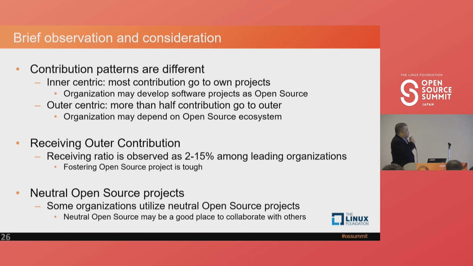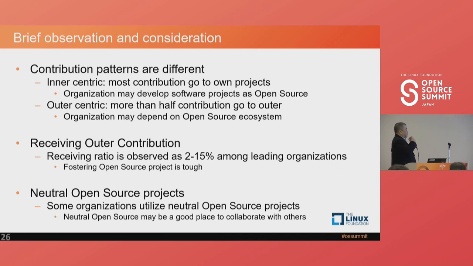And receiving outer contribution, the receiving rate is observed at 2% to 15% among leading organizations. So fostering an open source project is very tough. Leading companies can get outer contributors, but some projects only got 2%. So 5% or 10% contribution is successful, I think.